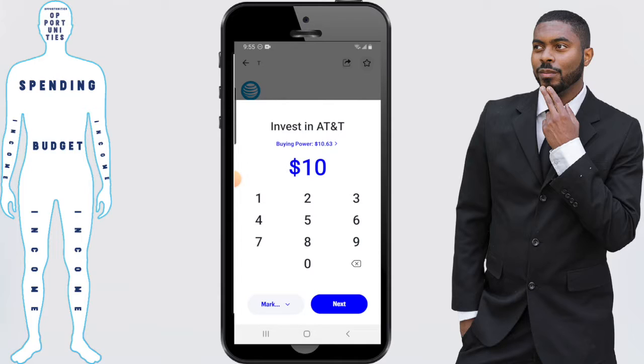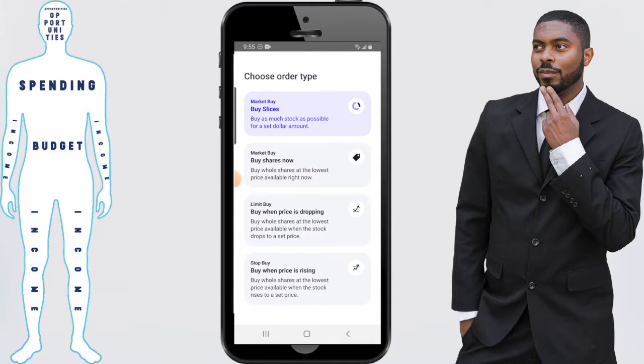Once you've entered the amount, right to the next button, you'll have the option to choose what kind of order you want this to be. So let's go over the orders briefly. We have market buy: as much stock as possible for a set dollar amount. We have buy slices: buy as much stock as possible for a set dollar amount. We have buy shares now: buy whole shares at the lowest price available right now. That's basically just removing any fractional shares that you would be buying. So for instance, if I had enough money to buy 6.5 shares of AT&T and I chose to buy shares now, it would just buy 6, and the rest of the money that we use for that half would not be invested.